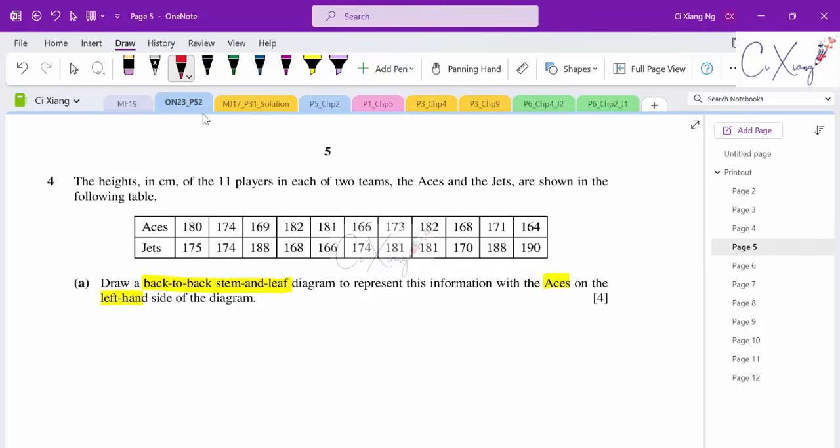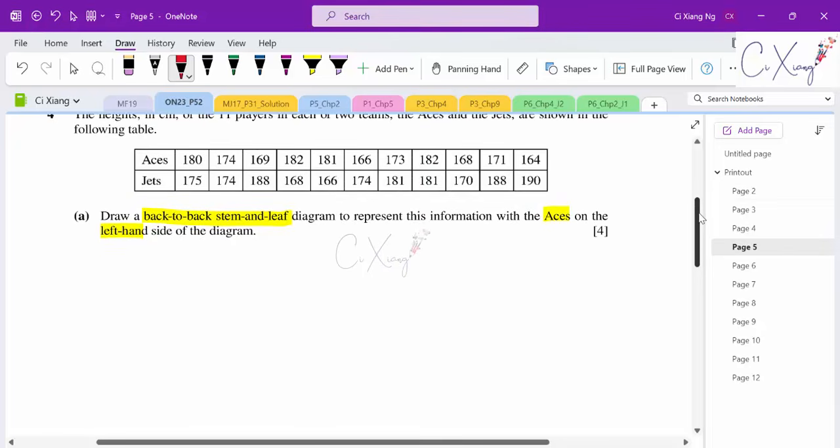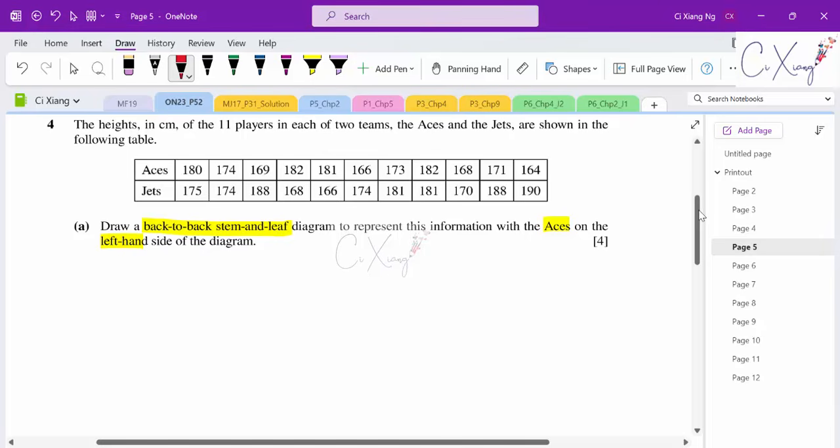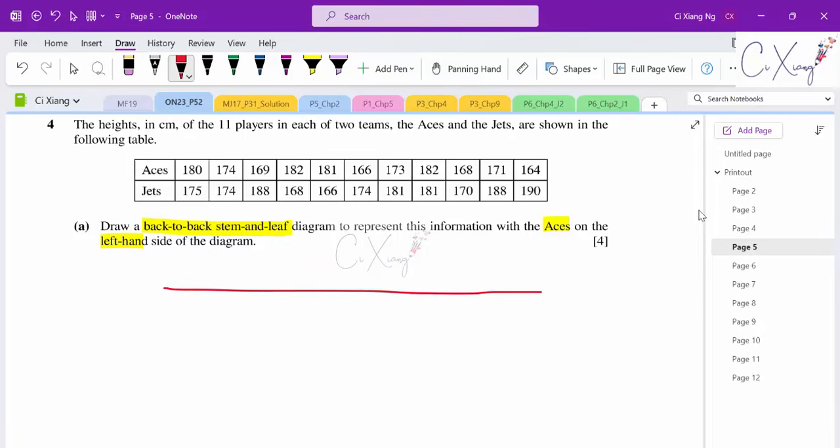Okay, so to draw a back-to-back stem plot, we have to of course arrange the data from lowest to highest. So first of all, please have a look at what stem we need to set or form. So this is the stem. The stem will be in the center because we want to display the data of two sets of values, of two teams. They already set out clearly that Aces must be on the left and Jets will be on the right.